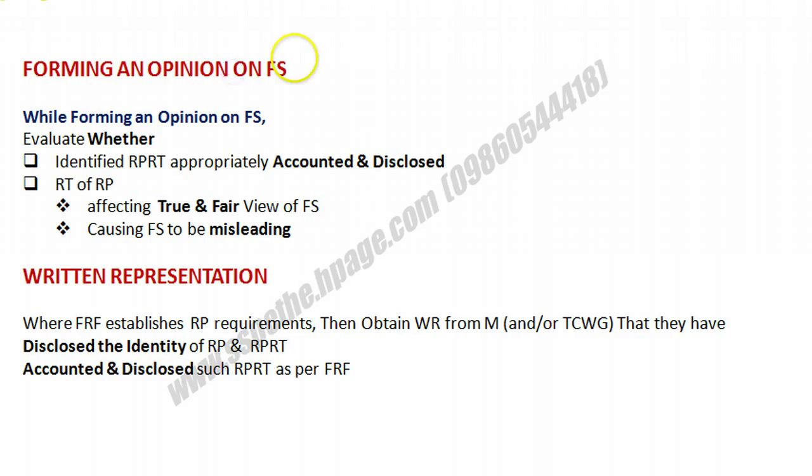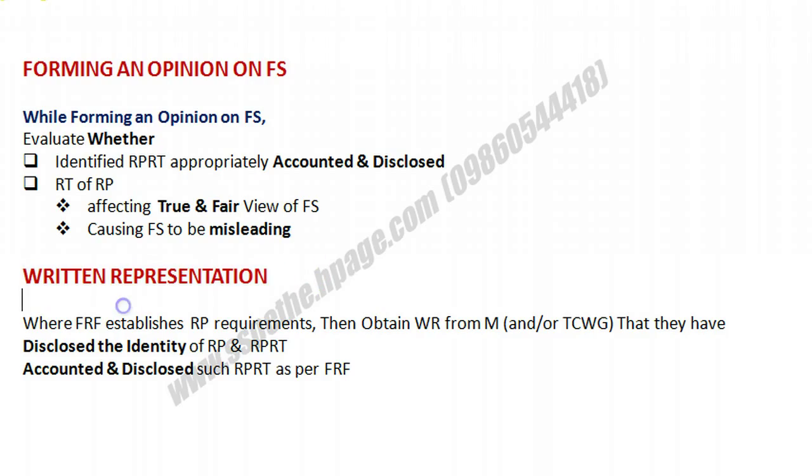The next thing is forming an opinion on financial statement. While forming an opinion, you have to check whether identified relations and transaction with related parties are appropriately accounted and disclosed, and whether such relations or transactions are affecting the true and fair view of financial statement or not, and whether these are causing financial statement to be misleading or not. So before forming opinion, you must check these things.